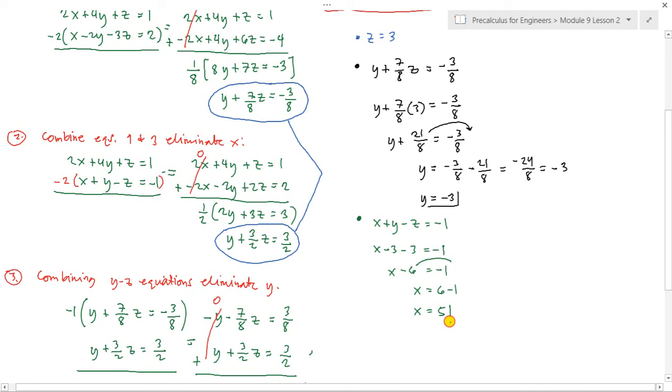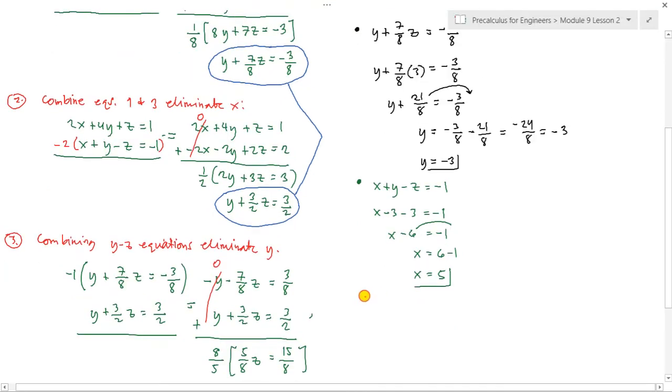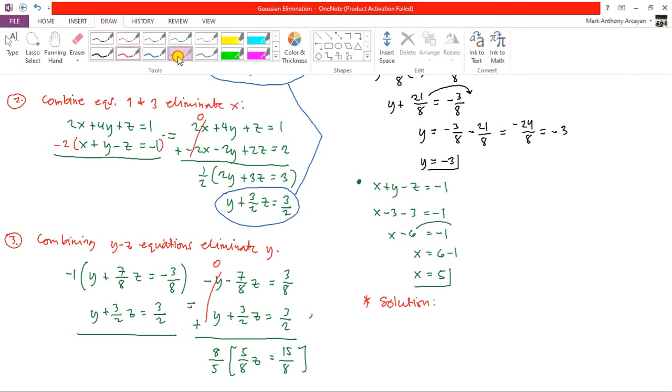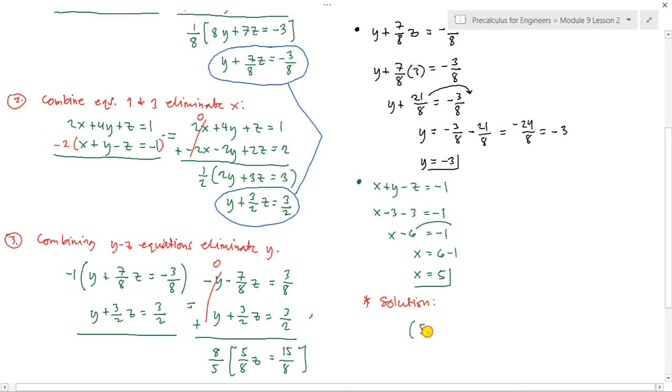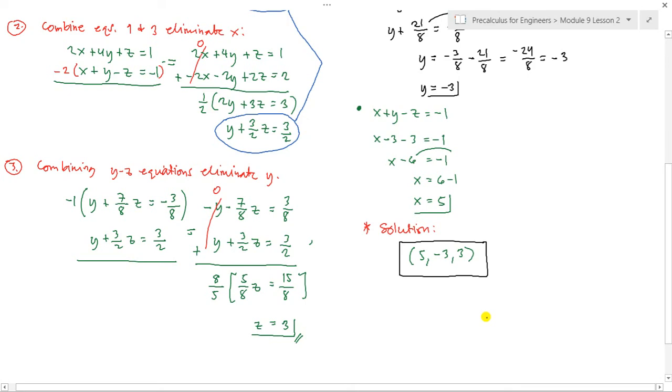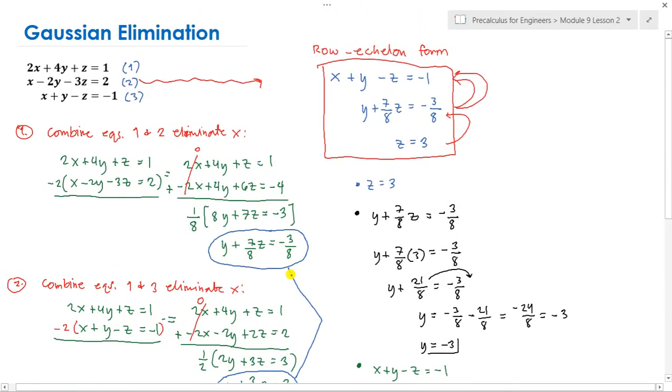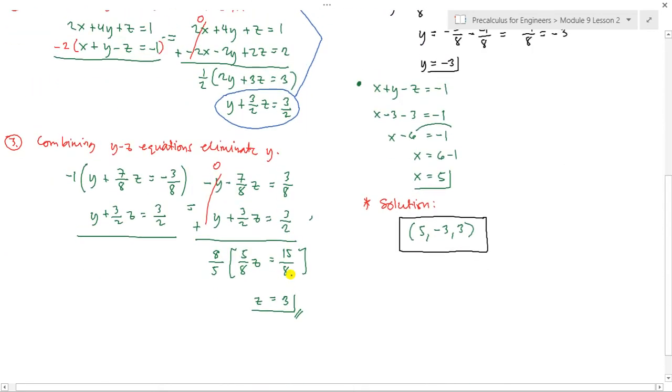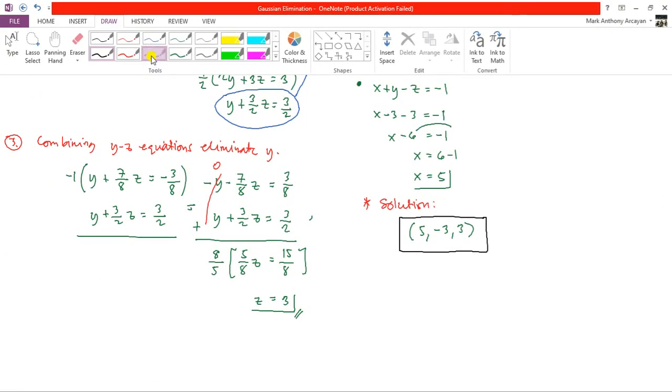So we now have the values of x, y, and z. We can conclude that our solution is the ordered triple x equals 5, y equals negative 3, z equals 3. This is our answer. You can also verify this by substituting it back into any of these three equations. To make checking easier, let's choose the last one.